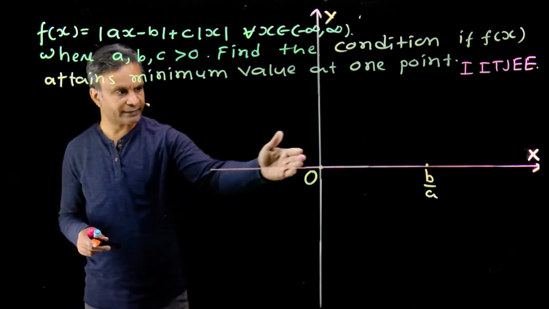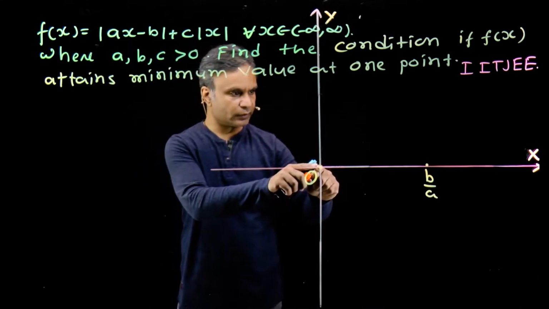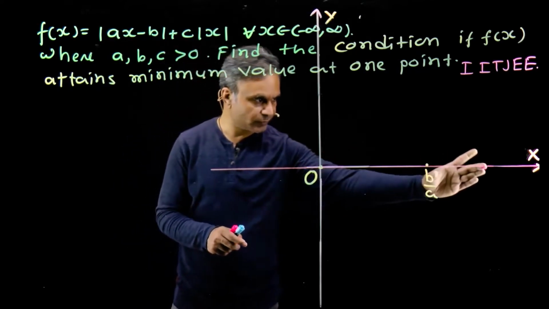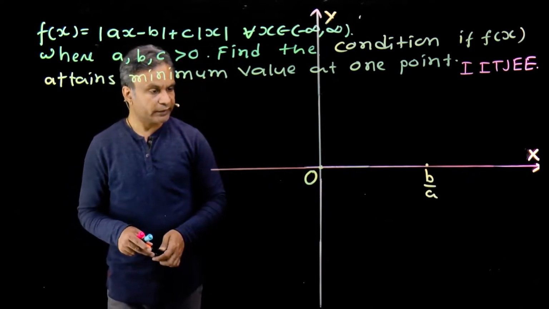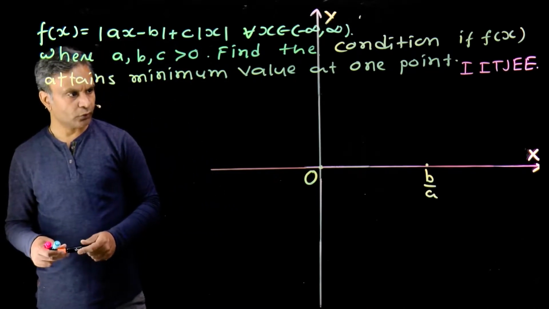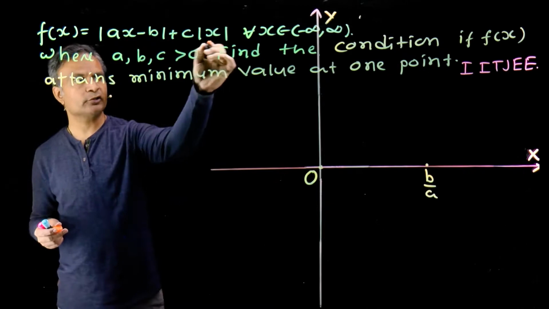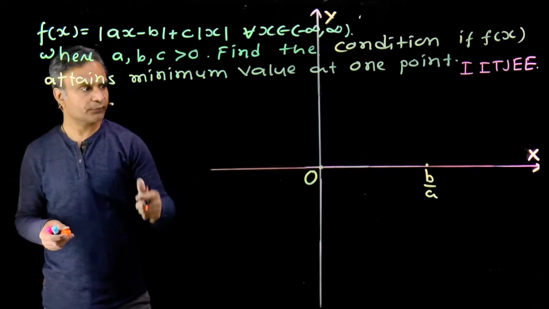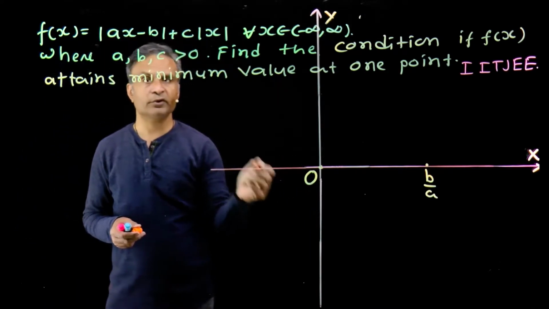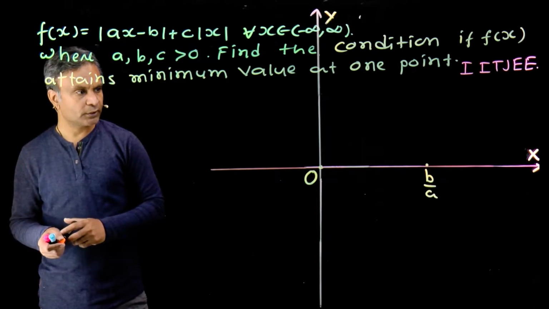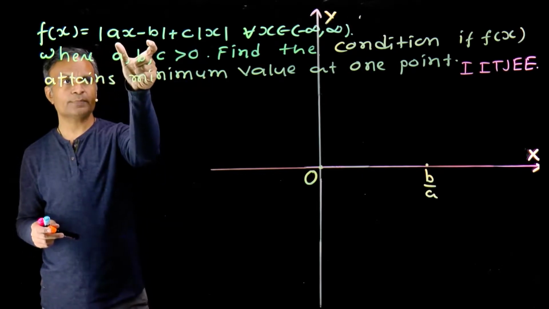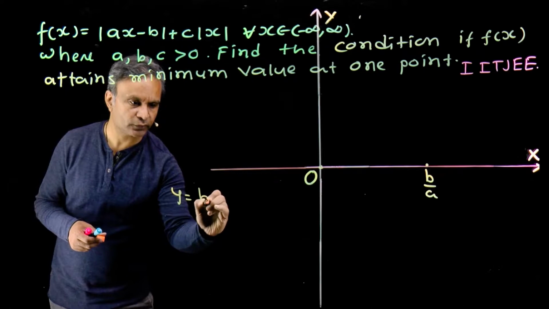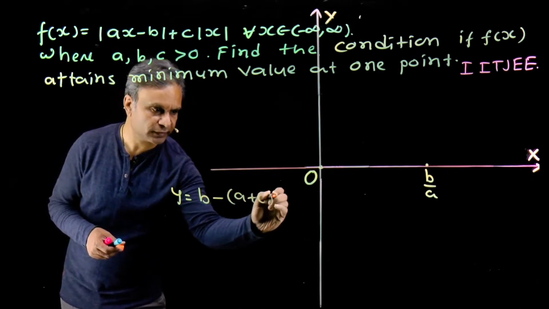We need branch functions for x less than 0, for x lying between 0 and b upon a, and for x greater than b upon a. We need branch functions in these 3 regions. Let us write the branch functions. For x less than 0, modulus of x will be minus x, and this will be b minus ax. Here b upon a is positive, understood, because a, b and c are positive real numbers. So we get function y is equal to b minus (a plus c) into x.